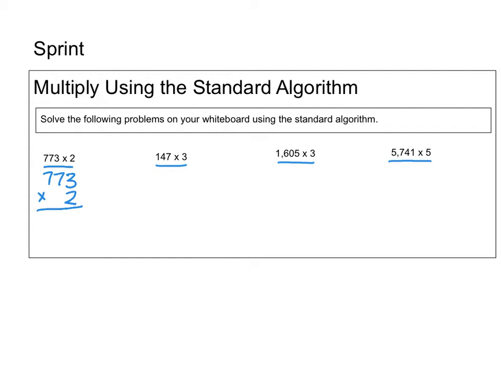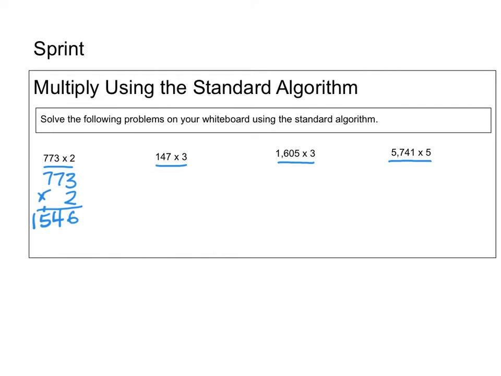3 times 2, well, we know that that is 6. I'm going to go 7 tens times 2. Well, that's 14 tens. So I'm going to put my 4 down, but I'm going to put that 1 turned into 100 over where the hundreds are, because it was 140. So I'm going to now do my hundreds. 7 hundreds times 2 is 14 hundreds, plus I've got an extra 100 there. So that's going to be 15 hundreds. I don't have any other numbers to multiply, so my answer there is 1,546.